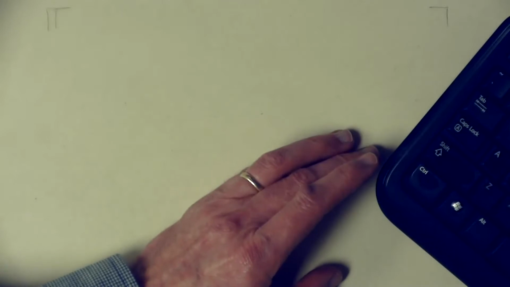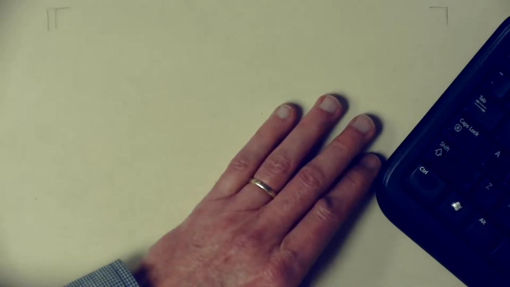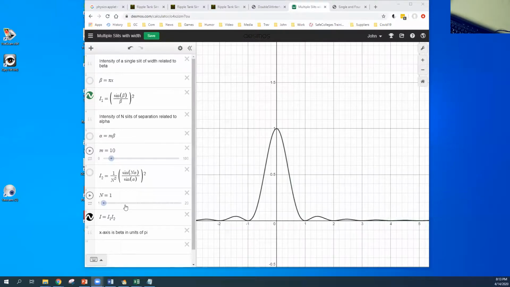Okay, now this can get even quite a bit more interesting. I want to show you just a little bit. We're not going to do a whole lot with this, but I'll illustrate what happens when you have multiple slits that have some width to them. So this is for a single slit. Let's include more slits in here, and you get some interesting patterns.